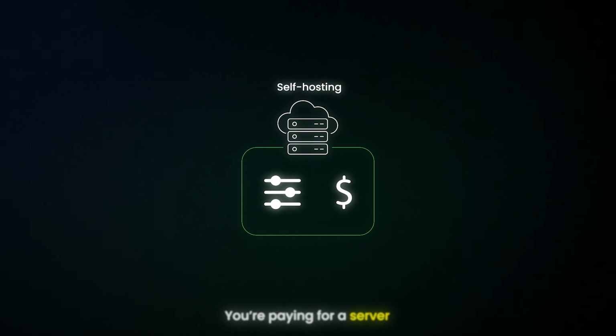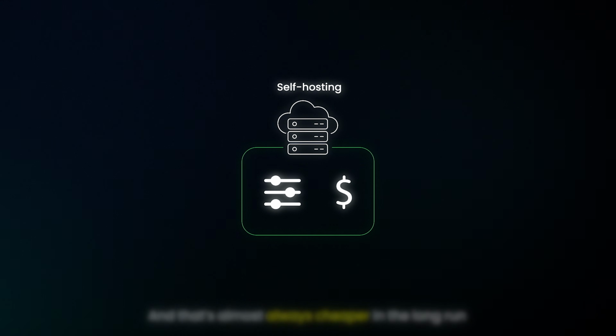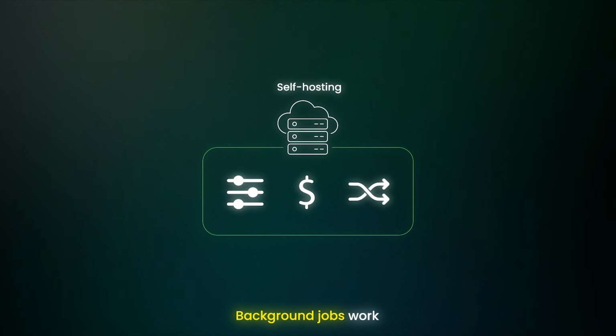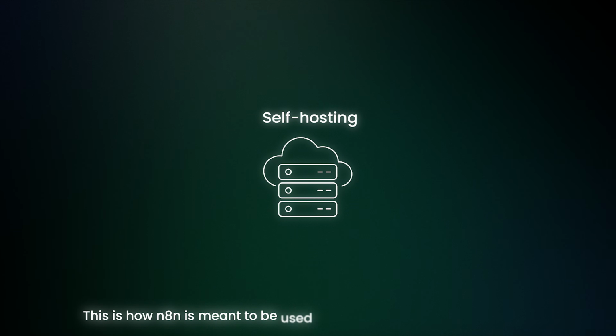You're paying for a server, and that's almost always cheaper in the long run. Third, flexibility. Webhooks just work, long-running workflows work, background jobs work. And honestly, this is how N8N is meant to be used once you move past experiments. So let's walk through how to set it up.